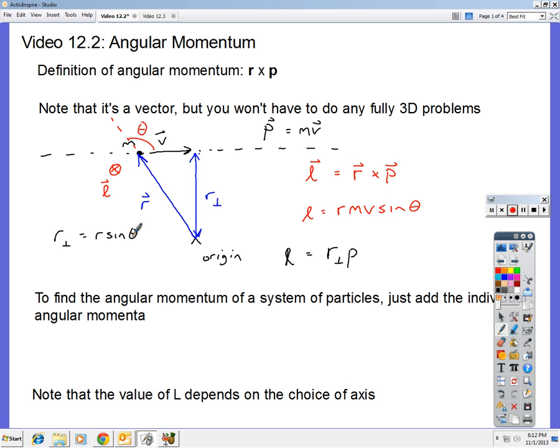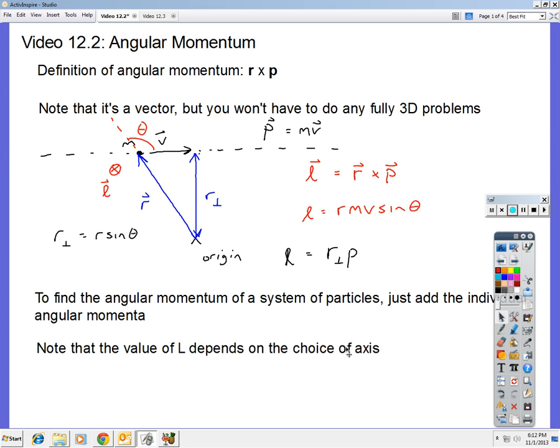Notice that the actual value of the angular momentum does depend on where you pick your origin, which is interesting. So if you just ask, what is the angular momentum of this particle, that question is meaningless. It needs to be, what is the angular momentum about such and such point? That would be what you have to ask, because it does matter about which point you calculate it.